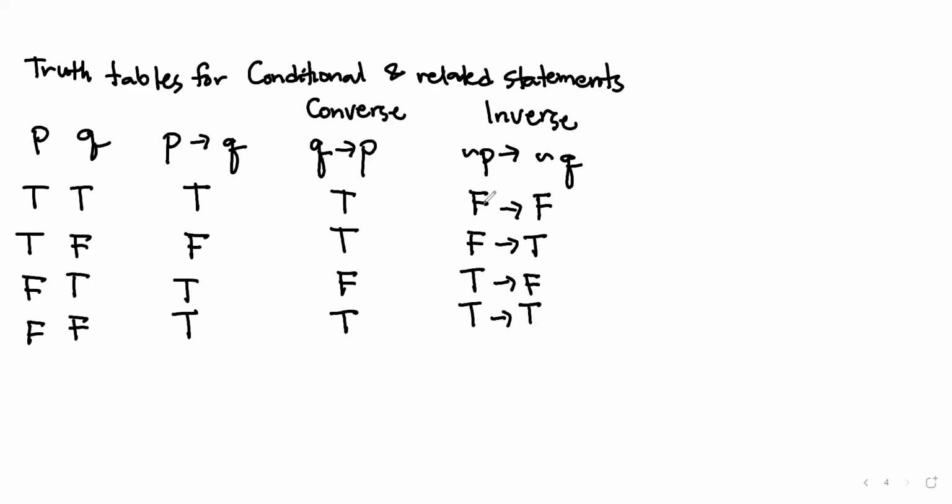So therefore, we'll have false implies false, that is true. False implies true, that is true. True implies false, that is false. True implies true, that is true. So we've noticed that the converse is equivalent to the inverse.